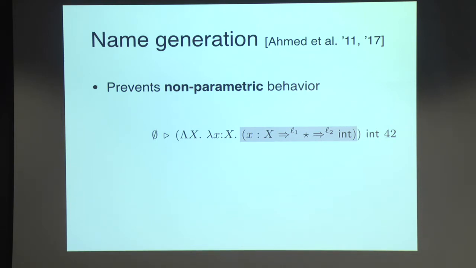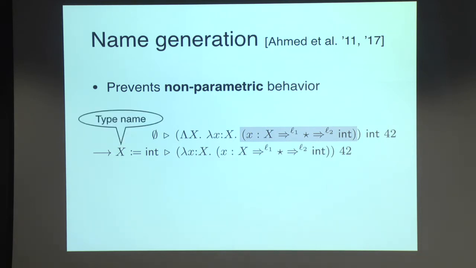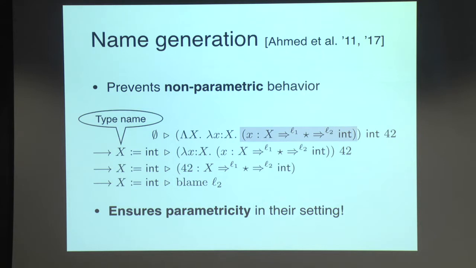Let's look at what happens if we use name generation. When we construct a type application, we generate a type name instead of performing type substitution. Then the generated type name is placed on the left side of this triangle, and the vector index is constructed. And here, we don't look through type names. That is, X is not equal to int here. So it raises blame, as we expected. As you know, it ensures parametricity in this setting.